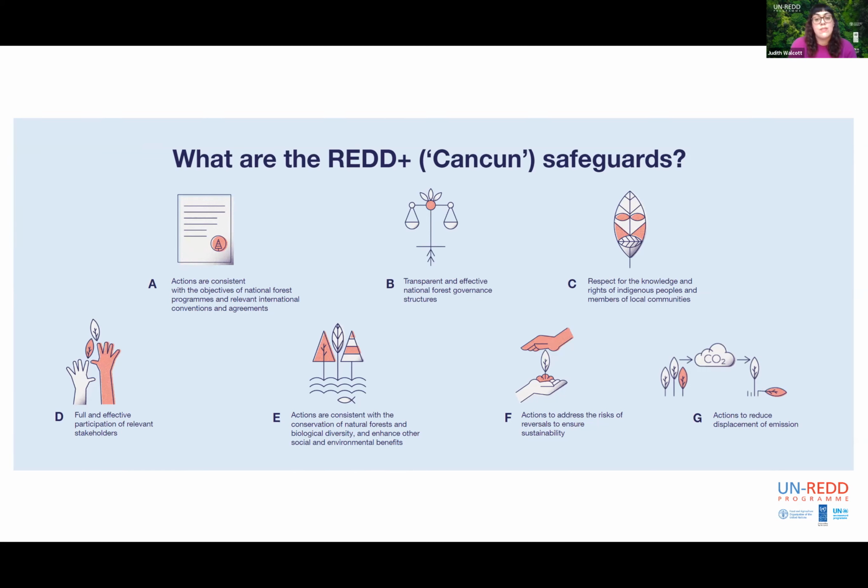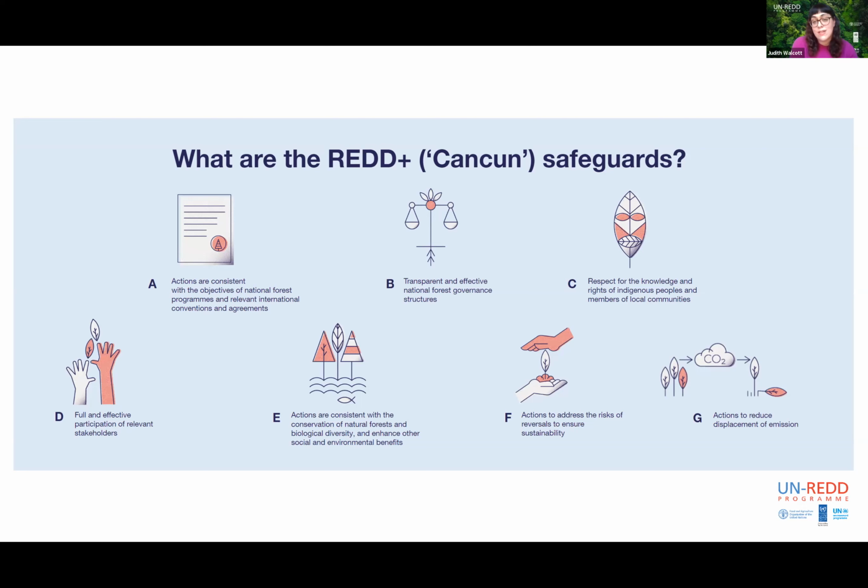Safeguard G refers to reducing the displacement of emissions. So this could be between different forest areas or between different ecosystems. And again, it's very much related to how REDD+ actions are planned and implemented in a way that addresses both the direct and indirect underlying causes of deforestation and forest degradation.